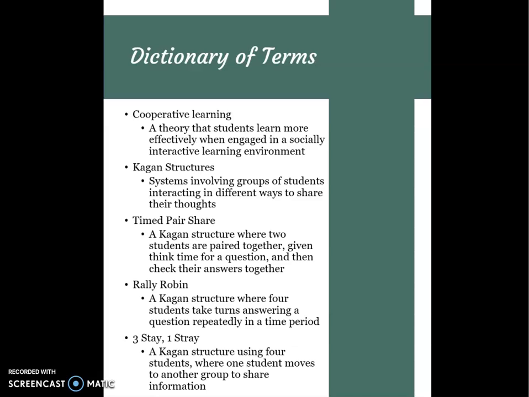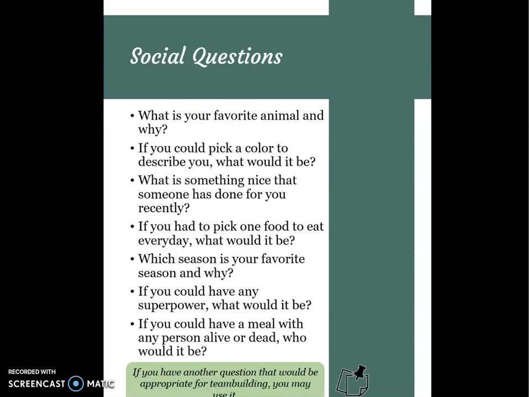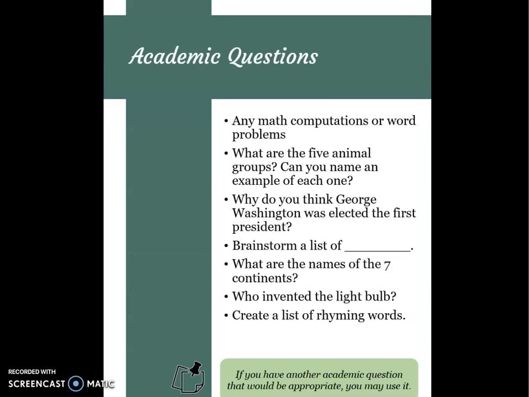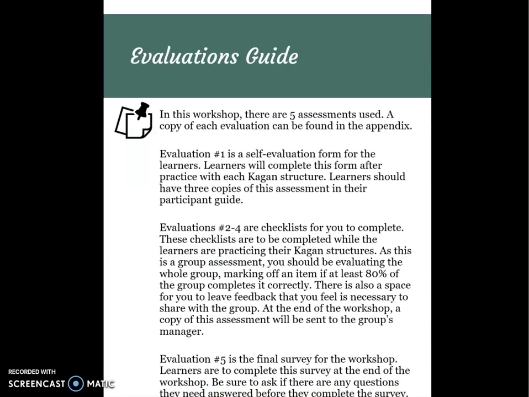So here's my dictionary of terms. I think I'm going to bold or italicize the terms so they stand out a little bit better. Here's my list of social questions the instructor could choose from. And here's the academic questions an instructor could choose from. Then I have listed an evaluation guide telling what each evaluation is intended for.